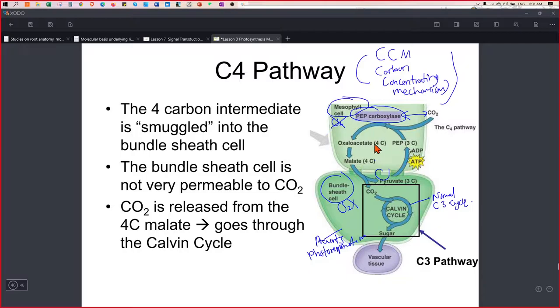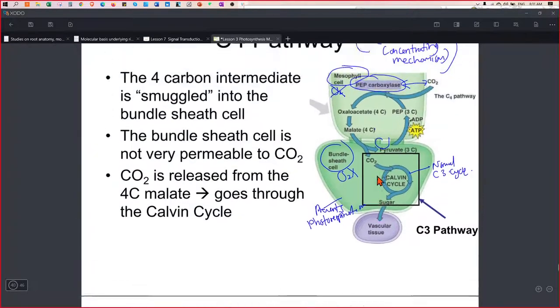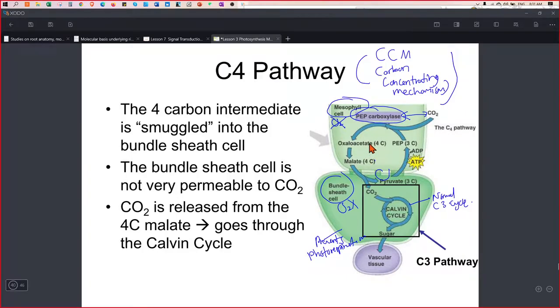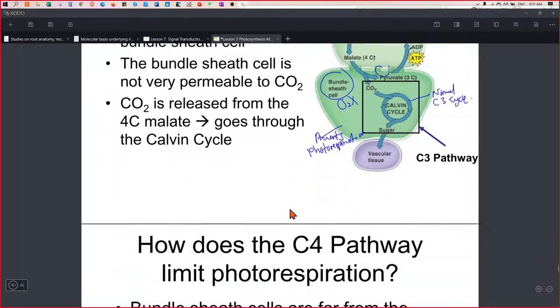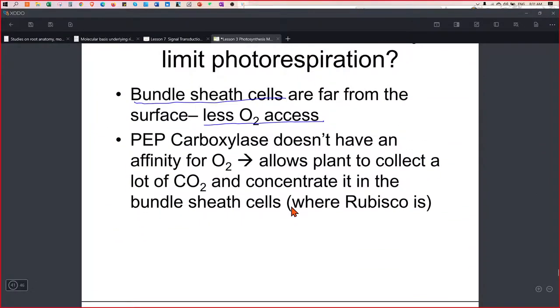Okay. So this is the work of evolution. That's why this thing came about. Okay, this is not present in all plant species, only in some plant species. Okay, the best example that we study is the maize plant, the corn plant. Okay, so PEP carboxylase, which doesn't have affinity for oxygen, allows the CO2 to be collected and concentrated in the bundle sheath cells where Rubisco is.